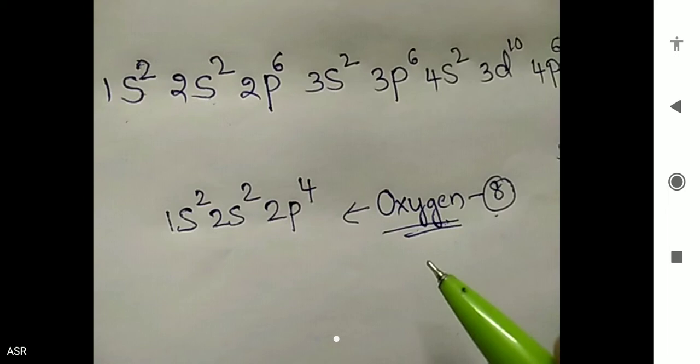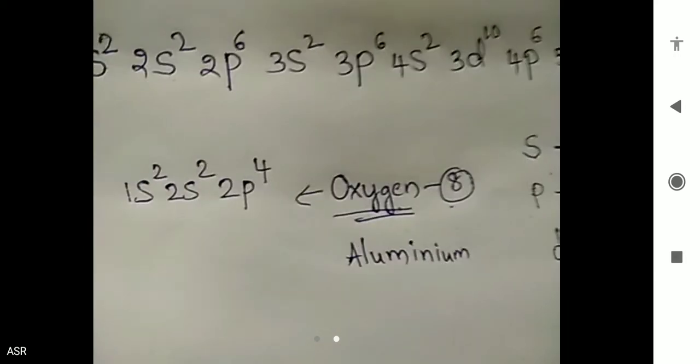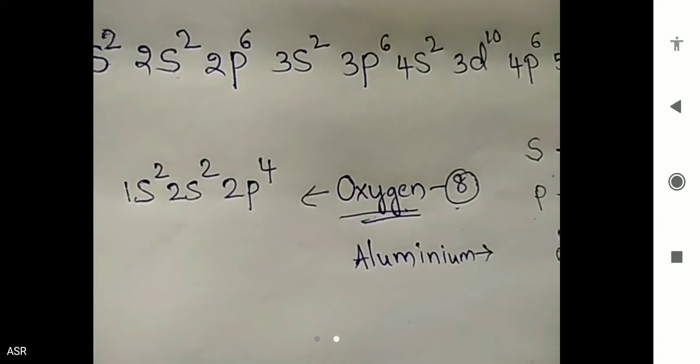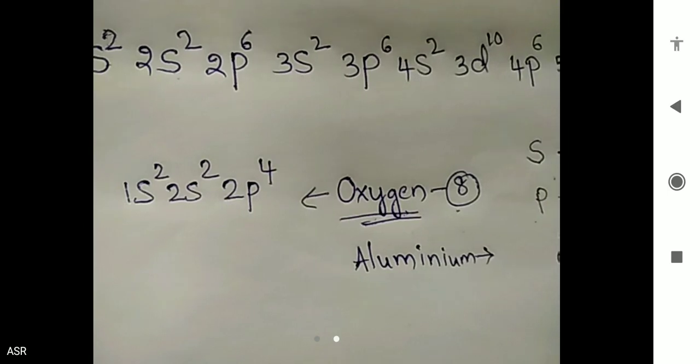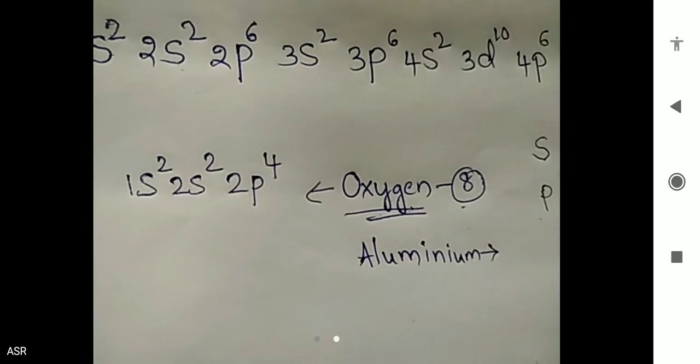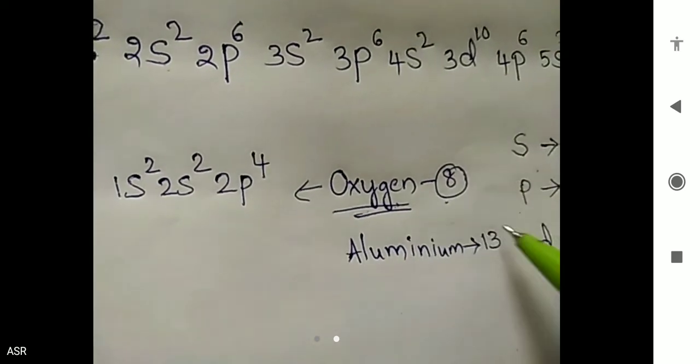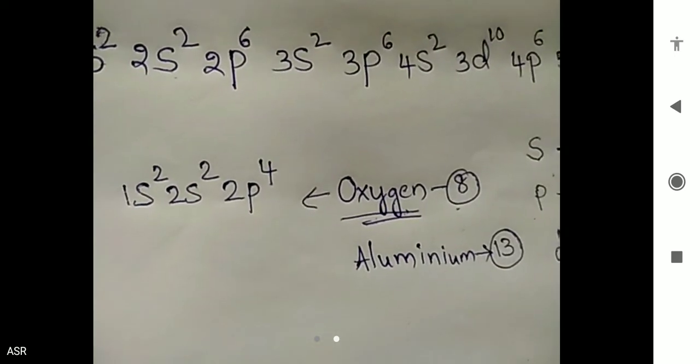Okay children, I hope you all understood this. Now we will go on with one more element. Okay, let us take aluminium. So now you can write the atomic number of aluminium here. What is the atomic number of aluminium? 13, right? Yeah, 13 is the atomic number.